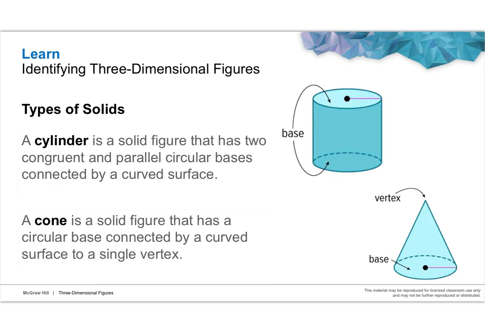The next group of solids that we have are cylinders and cones. And a cylinder is going to be a solid figure that has two congruent and parallel circular bases that are connected by this curved surface, often thought of kind of as a soup can and label situation. A cone is a solid figure that has a circular base and that is connected by a curved surface to a single vertex.